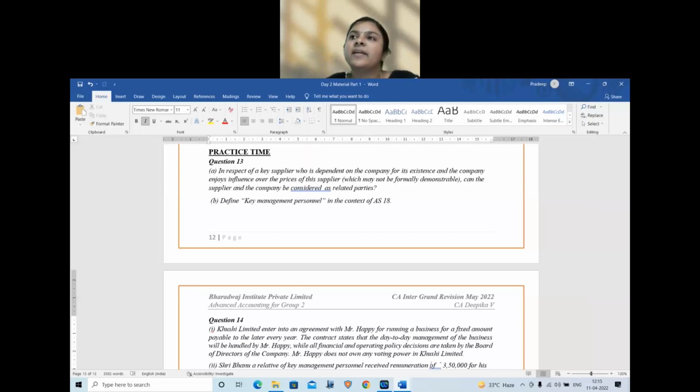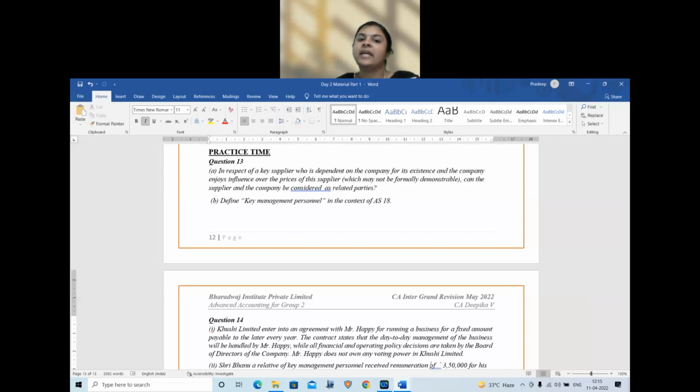Question number 13. In respect of a key supplier who is dependent on the company for its existence and the company enjoys significant influence over the price of this supplier, which may not be formally demonstrable. Okay. Can the supplier and the company be treated as related parties?